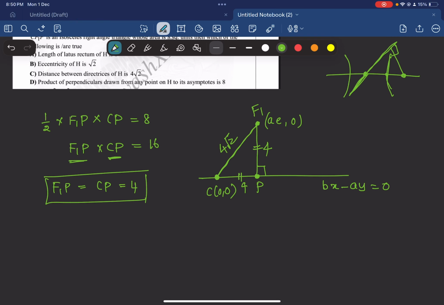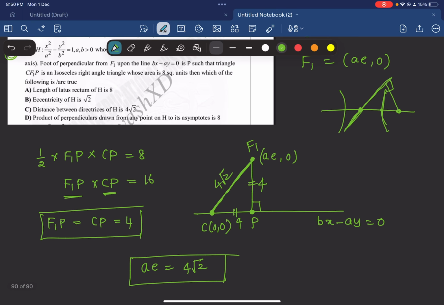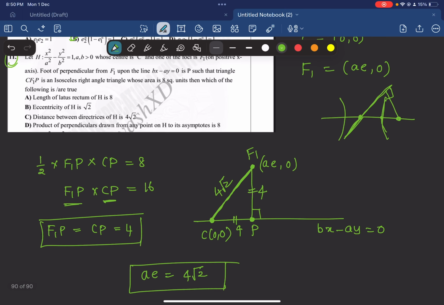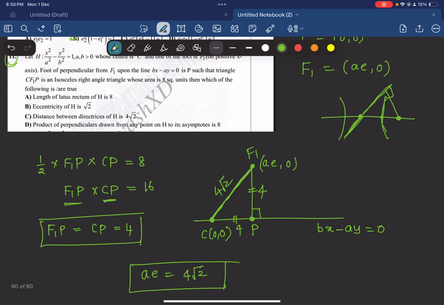But what is this particular length? This is simply ae. So ae is 4 root 2. So this is what we got. Now what are they asking? They are asking us to find out the length of latus rectum of H, the eccentricity of H, and the distance between the directrices of H. Okay, they are asking us to find out all those things. Alright, that can be done.